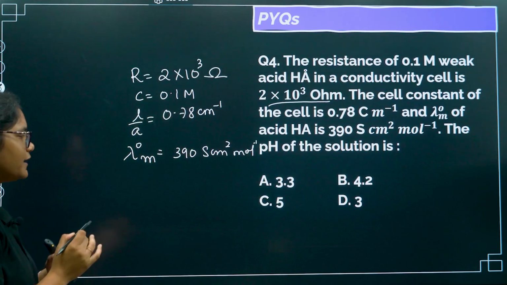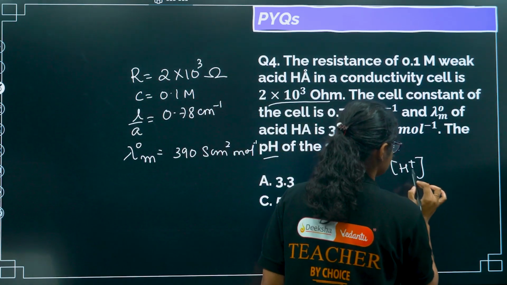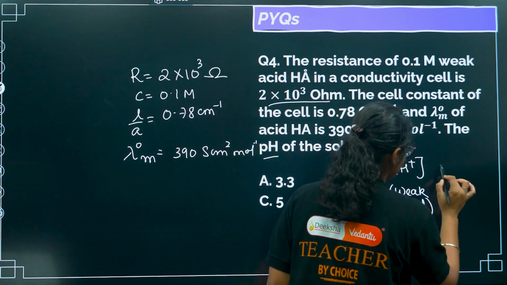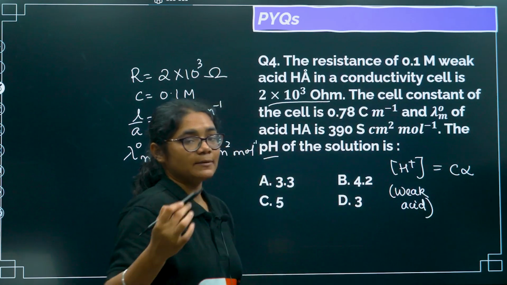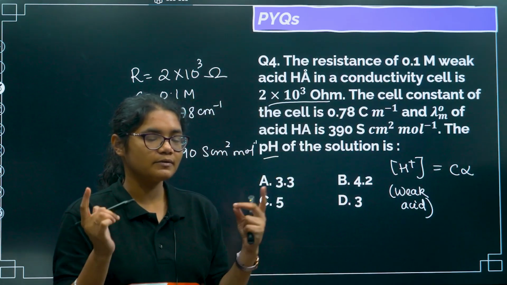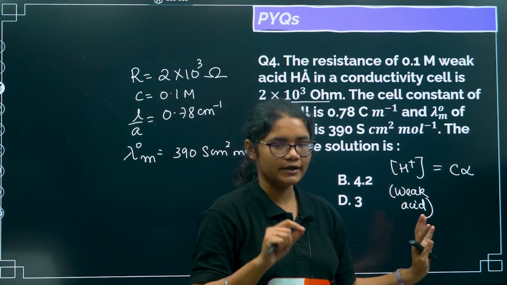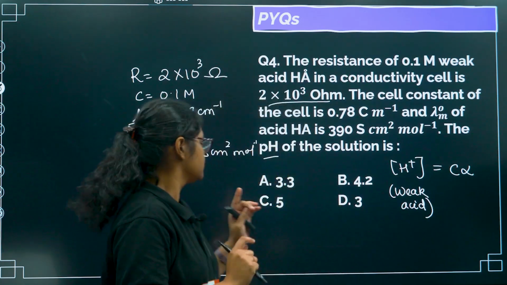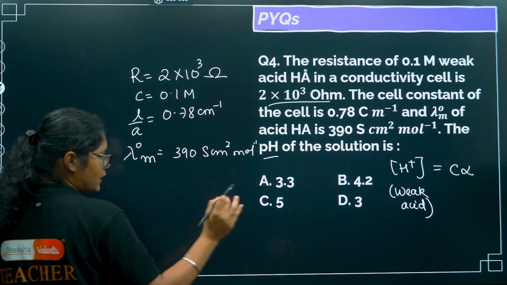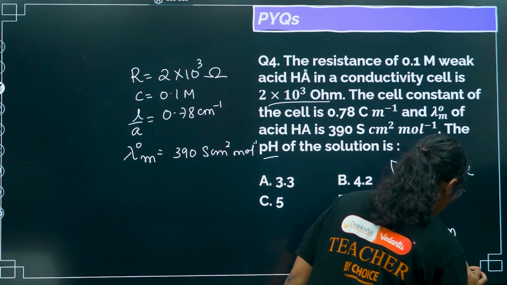Here you should remember, for pH we need to know the H plus concentration for a weak acid. This formula you might have studied in the ionic equilibrium chapter in PU1. If you do not remember, H plus concentration is C into alpha. And do you remember we studied in today's lecture how to calculate alpha? Alpha value you can calculate by lambda m by lambda naught m. Lambda naught m is given to us, we need to find lambda m, right? So alpha formula is lambda m by lambda naught m.